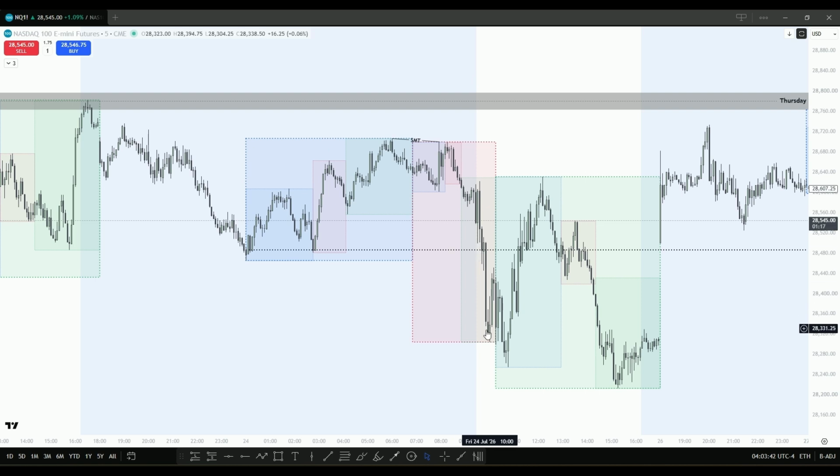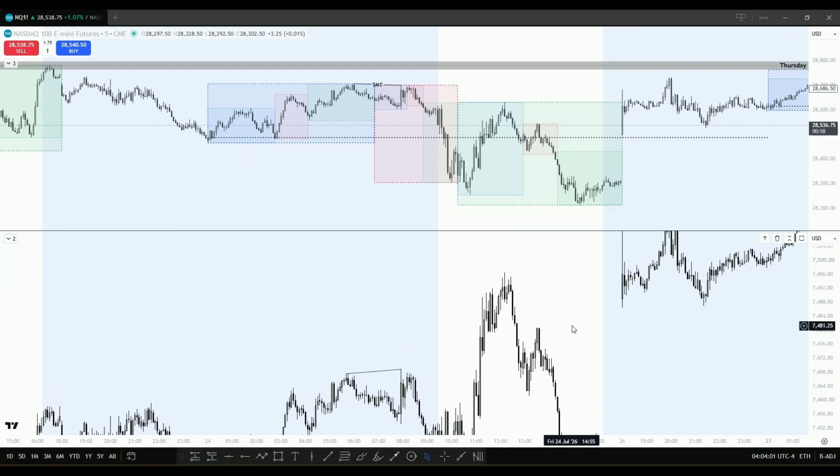we have a massive drop all the way until 10 o'clock. One more manipulation then, and 10:45 we start retracing back into the pre-market manipulation range before we ultimately start dropping lower again.